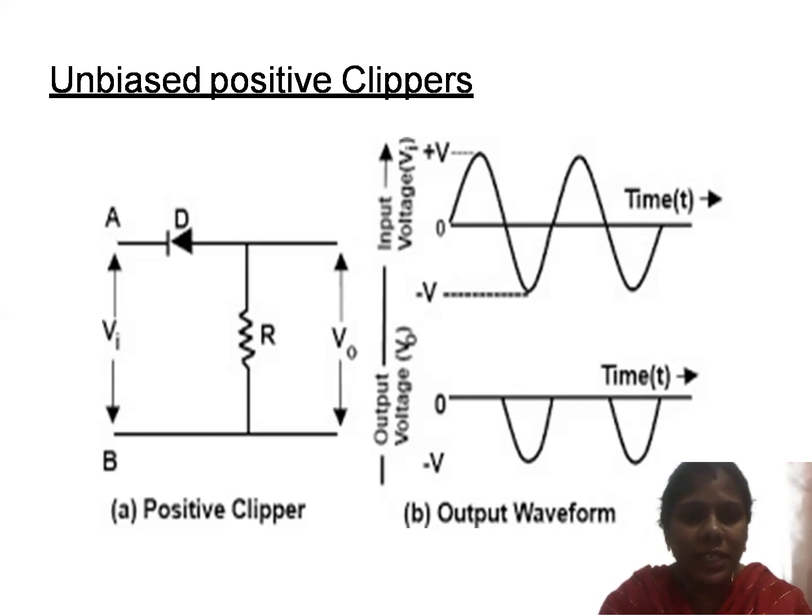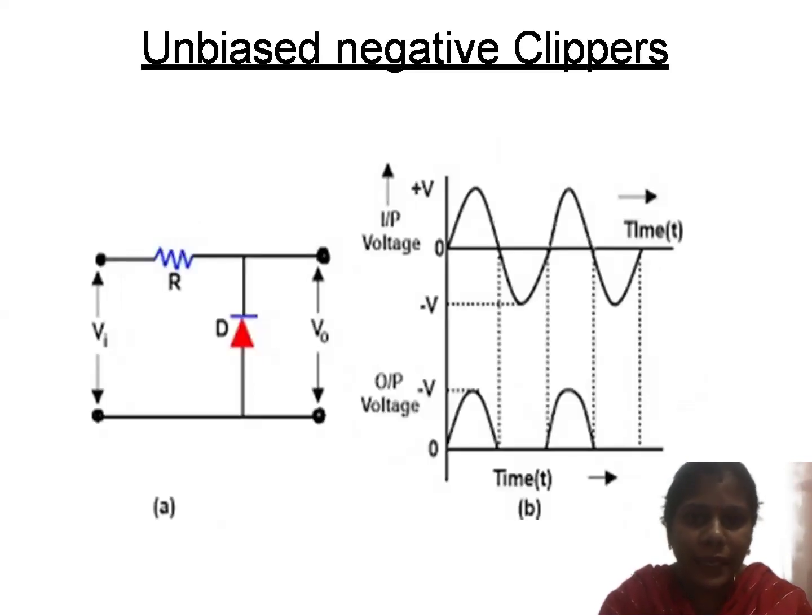The next example we'll see is the unbiased negative clipper. Unbiased means there is no reference voltage connected in the circuit diagram, and the name itself indicates that for a negative clipper, the positive portion of the signal is taken as the output and the negative portion of the signal is clipped off. The input signal applied here is a sinusoidal signal, which consists of positive and negative cycles with the maximum voltage as plus V and minus V.